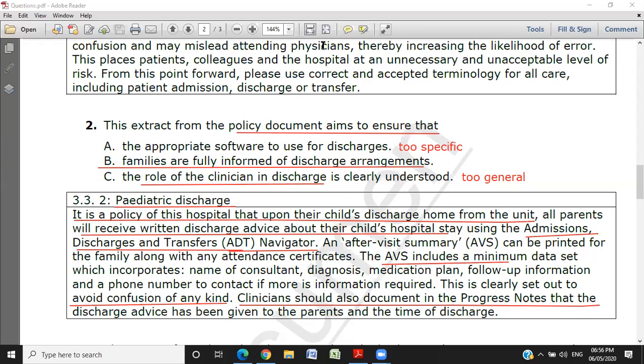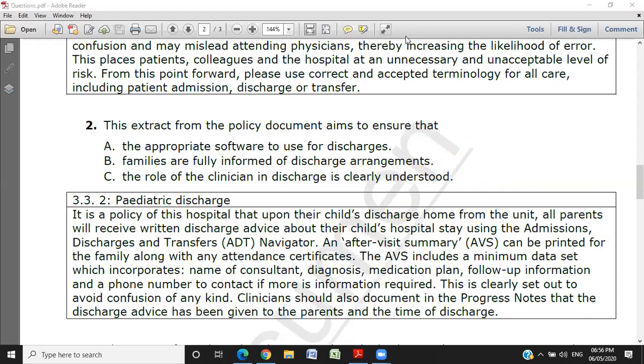Apart from providing information to the patient or the parent, the clinician must be doing other things as well. So the purpose here is not just to tell them about the software, and at the same time this is not about everything that needs to be done at the time of discharge. It only refers to giving advice to the parents. So any answer choices that are too specific or too general are wrong. So that is another way in which you can rule out wrong answer choices.